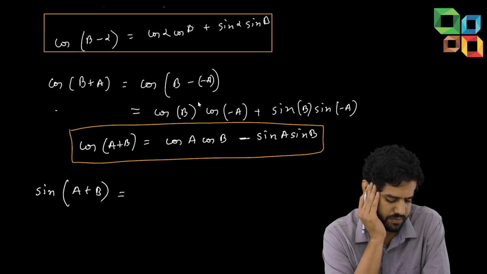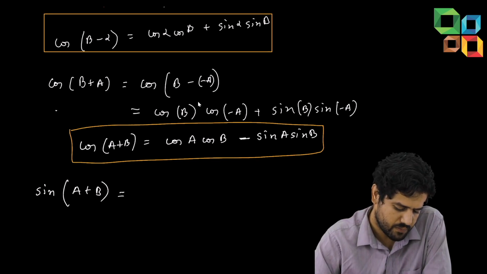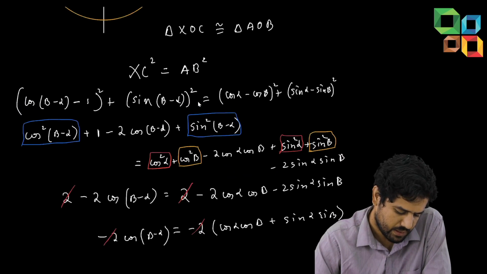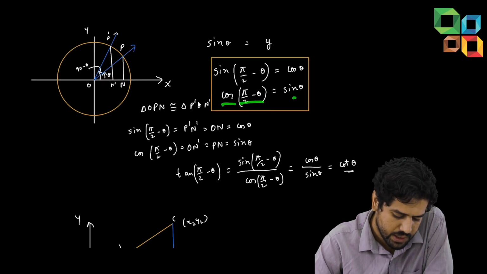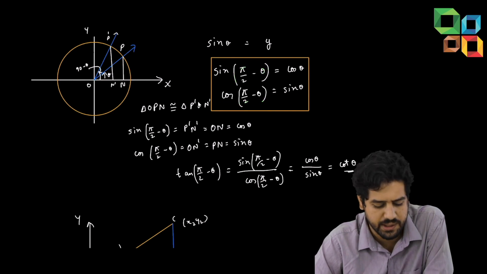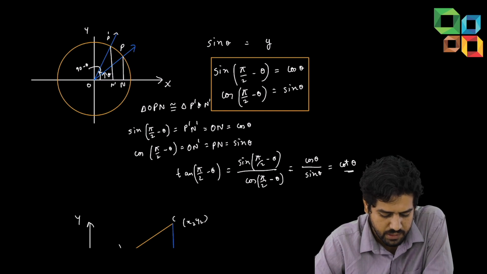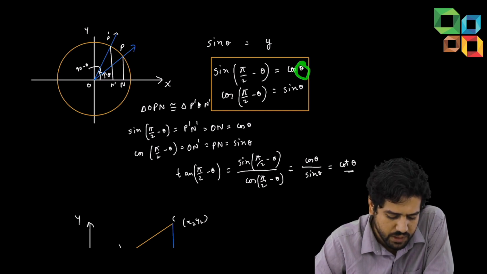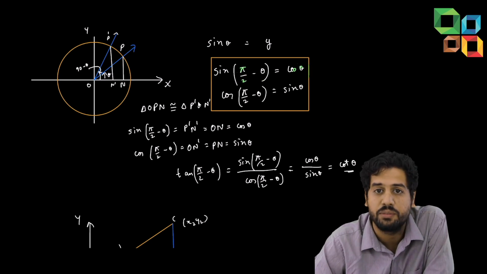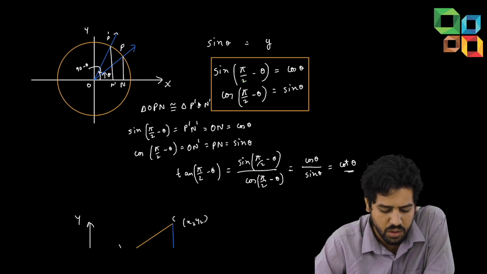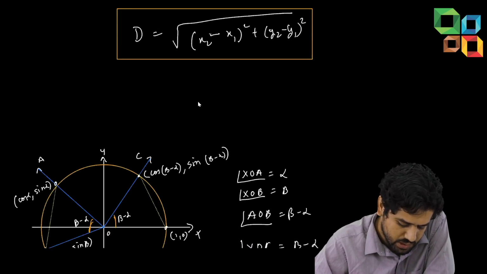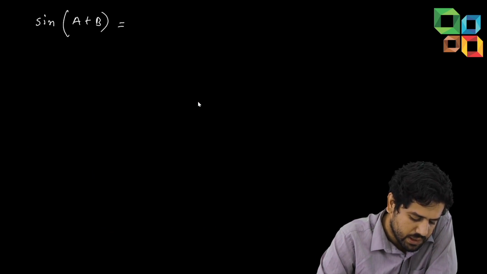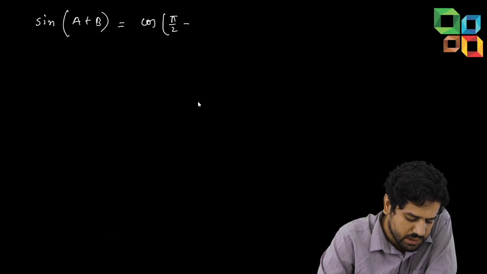Sine of A plus B. Well, we've seen here that given the cos of something, we can write sine of pi by 2 minus theta to get cos of that angle, right? So if we have cos of A plus B, we can write it as sine of pi by 2 minus that, or if we have sine of something, we can write it as cos of pi by 2 minus that. Okay, so here in this case we have sine, so we can write this as cos of pi by 2 minus this particular angle, which is A plus B.